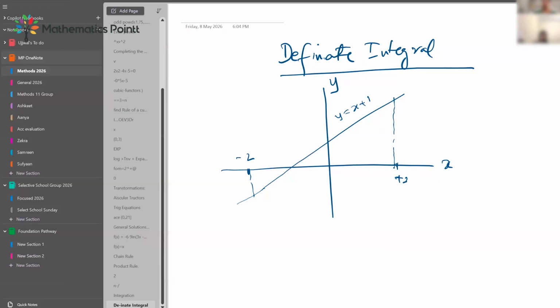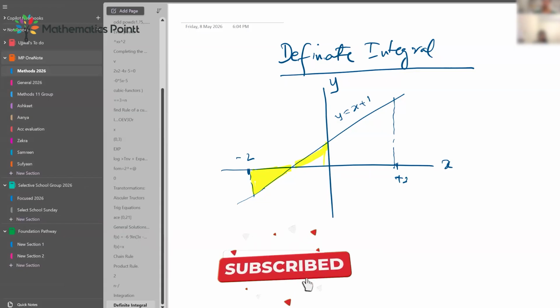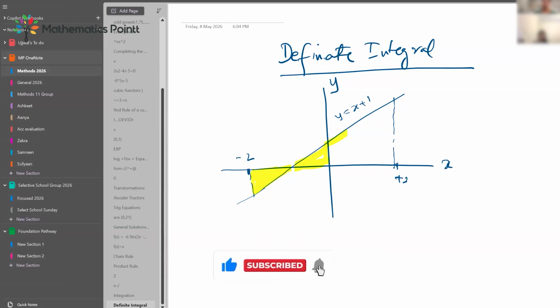So if I were to shade it, this area, and then all of this area, and all of this area. Correct? So that's basically the area under the curve.